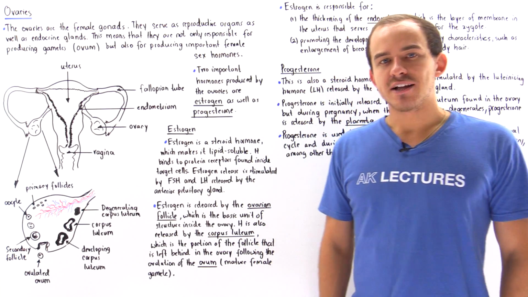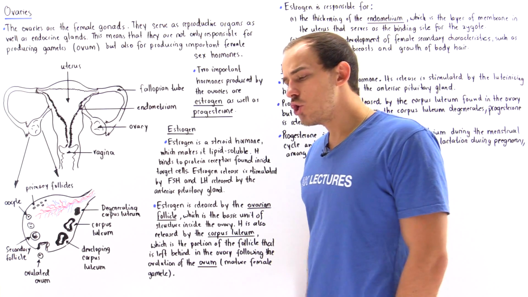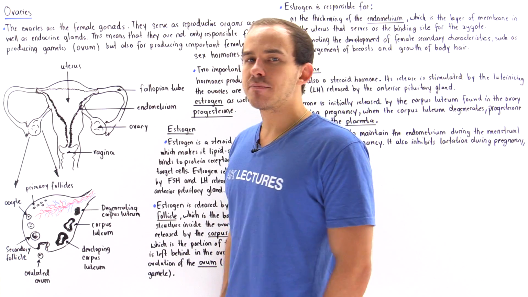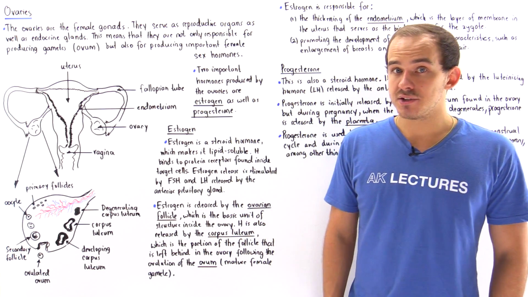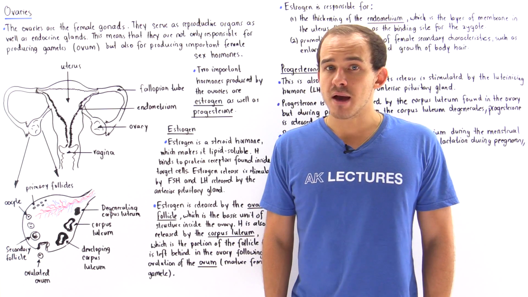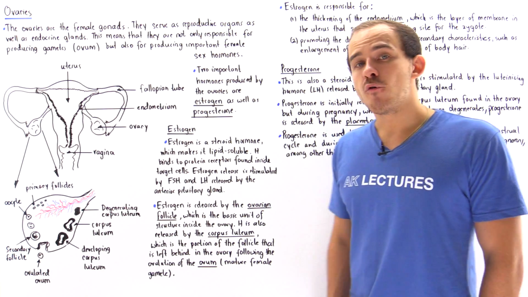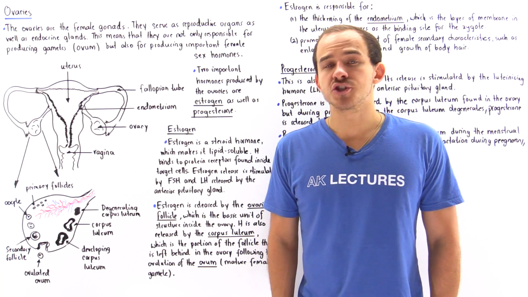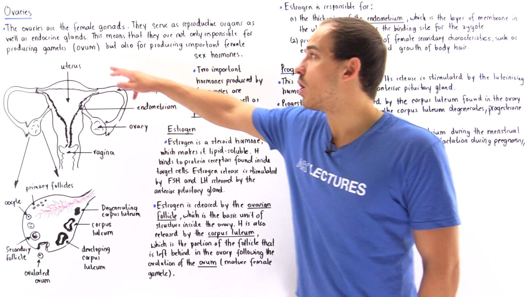The female gonads are known as ovaries. Now, a gonad is basically a structure that produces gametes, and that means that our ovaries are the reproductive organs of the female, and they are responsible for producing the female gametes known as egg cells or ovum.